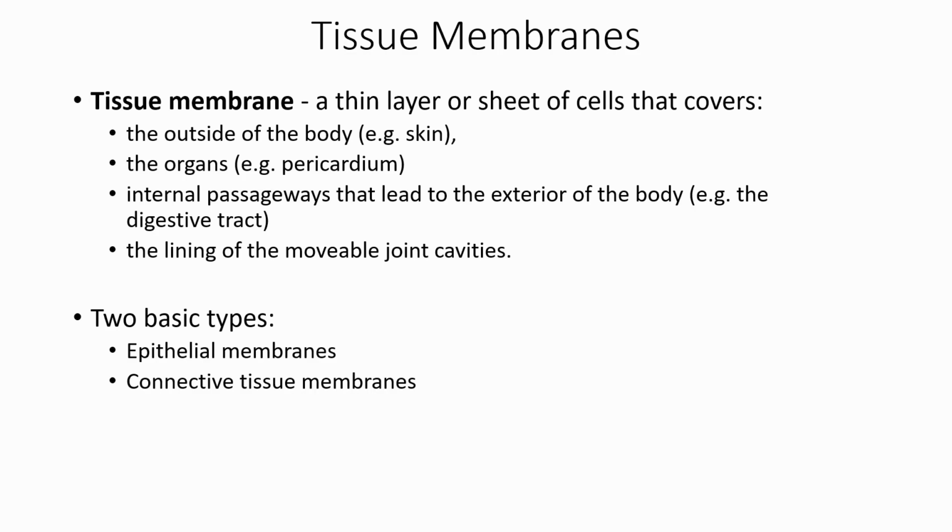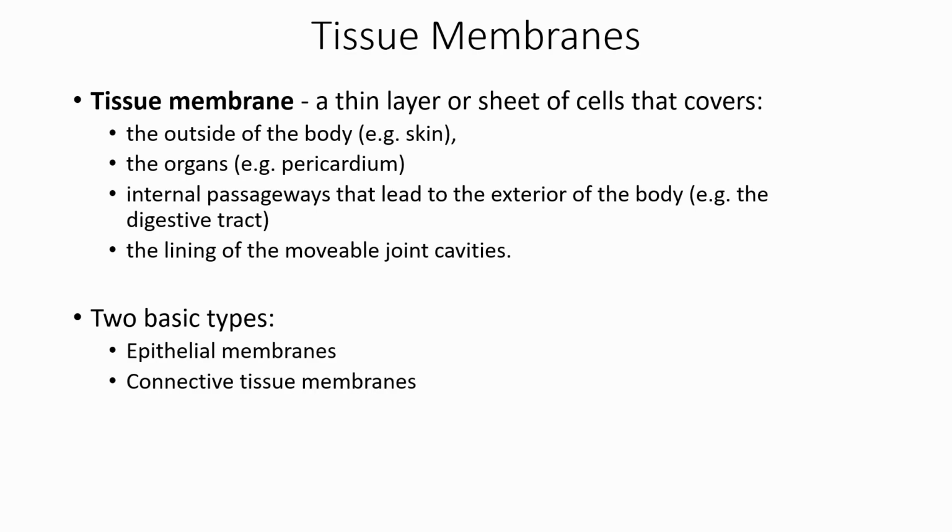And these tissues are not just on their own, we form membranes with these. So these tissue membranes, again, it's just a thin layer, or a sheet, kind of like how a sheet of paper would be wide and thin. Same thing with the tissue membrane that covers something, right? So the outside of the body, like your skin, or the coverings of your organs, like the pericardium. The internal passageways that lead to the outside of the body, like your digestive tract from your mouth all the way down, and then the lining of movable joint cavities.